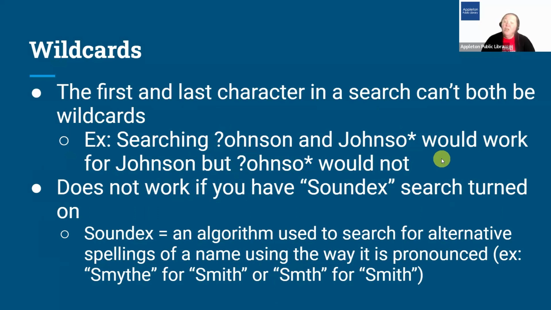It also isn't going to work if you have what's called Soundex search on. So Soundex is an algorithm that they use to search for alternative spellings of a name using the way it's pronounced. So Smith might be spelled a couple different ways, or maybe it was mistyped and the I is missing, but it's still pronounced the same way. So if you have that Soundex search turned on in Ancestry or FamilySearch, for example, you'd want to turn that off in order to use the wildcards.